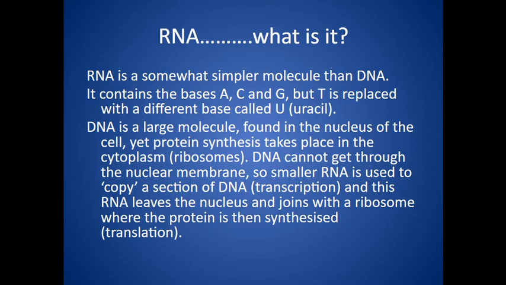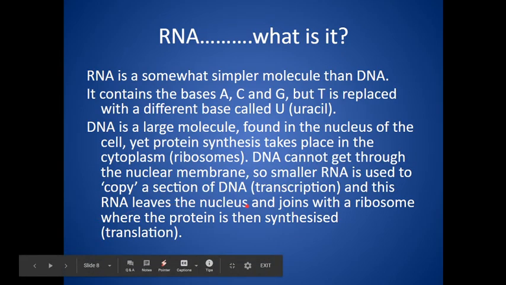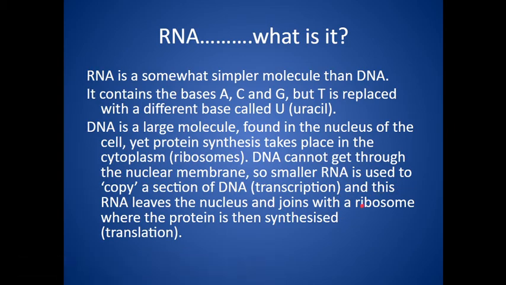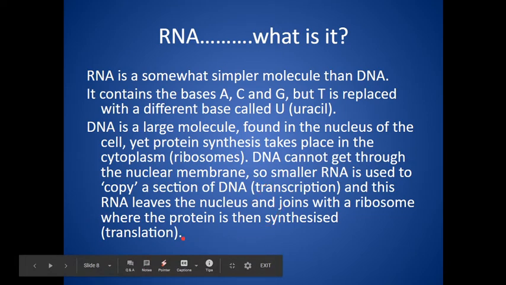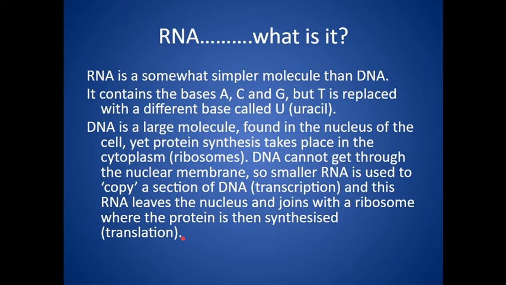RNA is our photocopier, basically. It's how we're making the copy. So RNA is making the copy for transcription. The RNA then leaves the nucleus and joins with a ribosome, where the protein is then synthesized. Now, the organelle ribosome is for protein synthesis, and we call this translation. So transcription and translation are the two steps for protein synthesis.